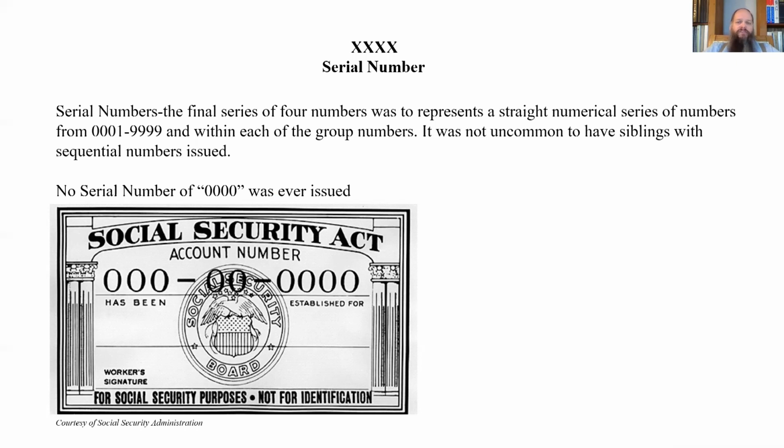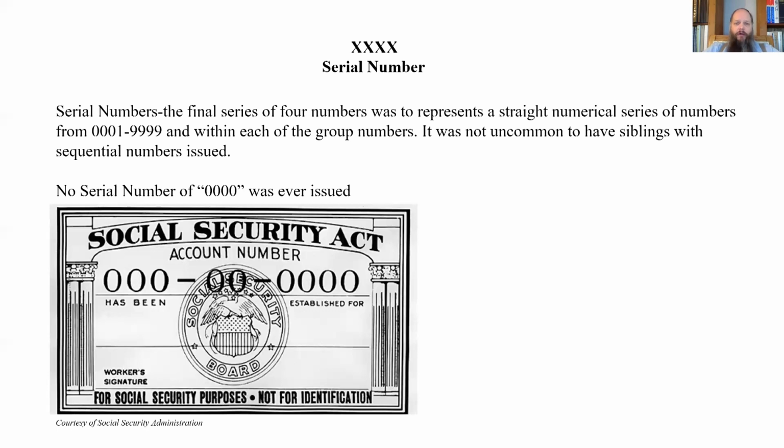A great example of this comes from my wife's family. My wife in the late 1970s, along with her two sisters, started to work around the same period of time. All three were issued their Social Security numbers, and their numbers are sequential. They are one digit apart from the other two. So that indicates they received them at the same time.